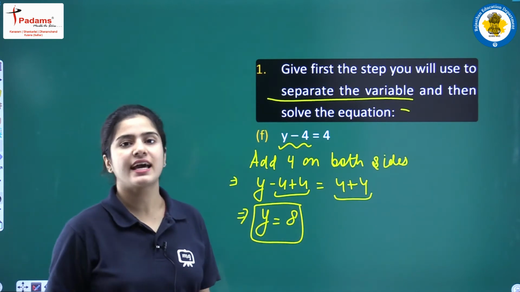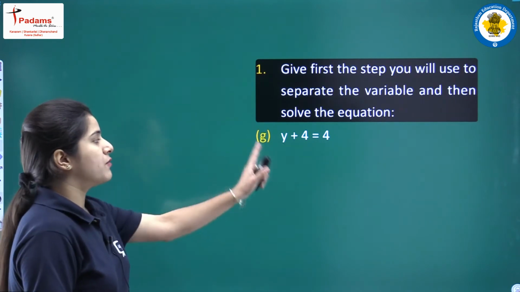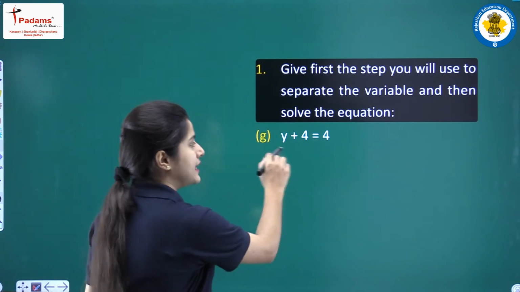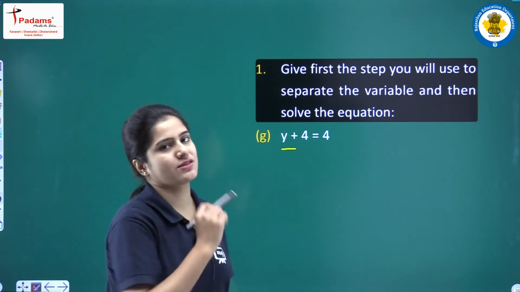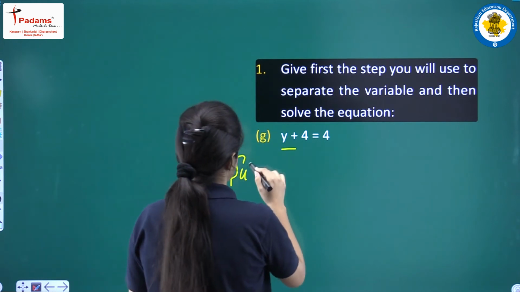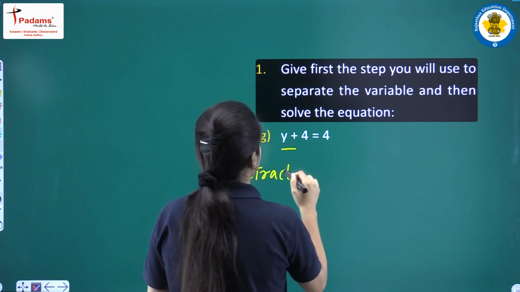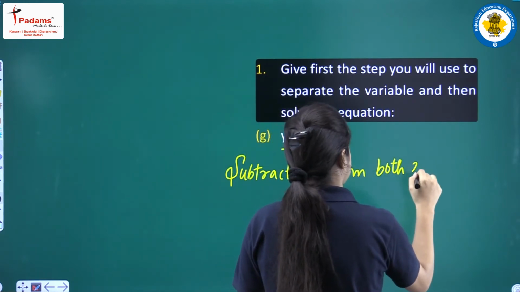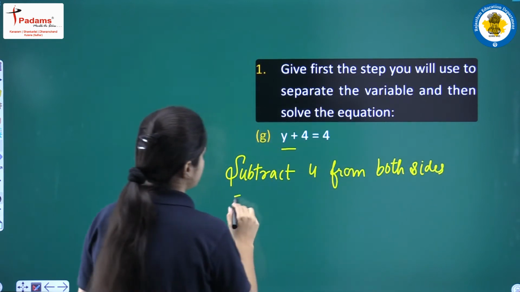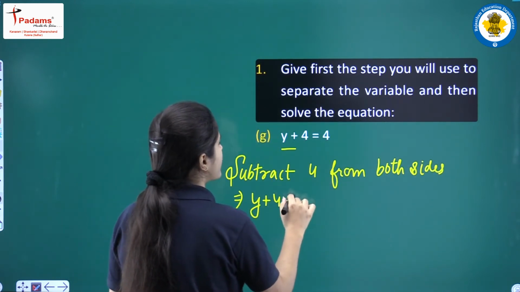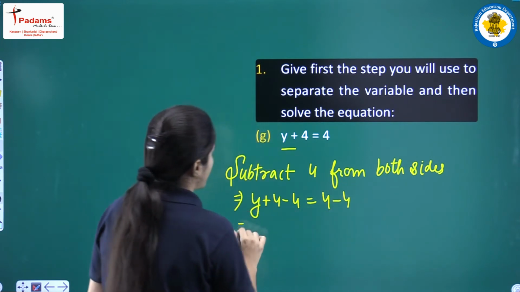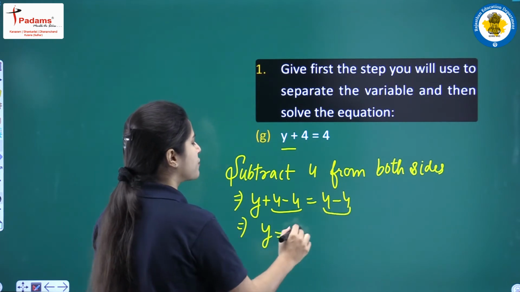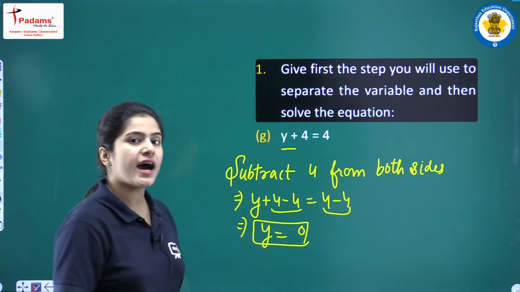Okay students, looking at another question: y plus 4 is equal to 4. We will subtract the 4 so that we can eliminate this plus 4, okay? Subtracting 4 from both sides. Y plus 4 minus 4 is equal to 4 minus 4. Plus 4 and minus 4 is equal to 0. So this is y and it is equal to 4 minus 4, that is 0. Alright students, so y is equal to 0.